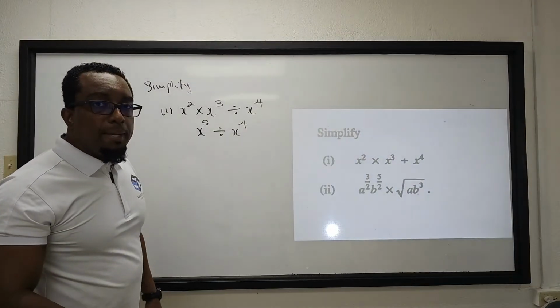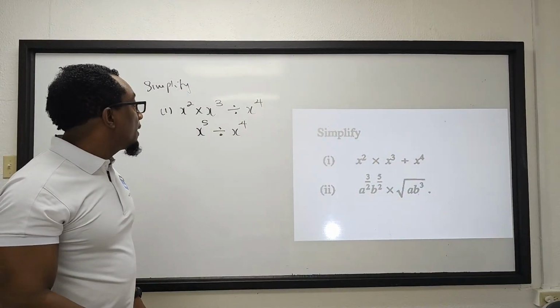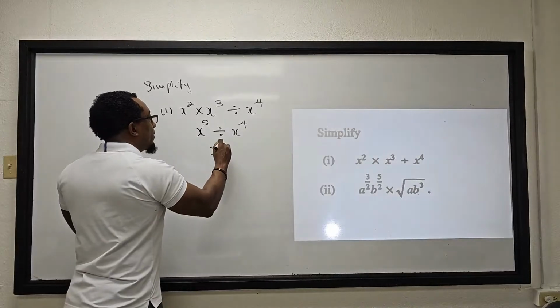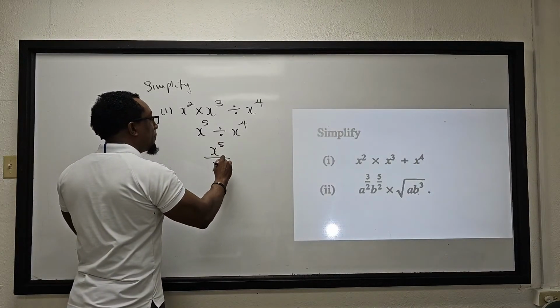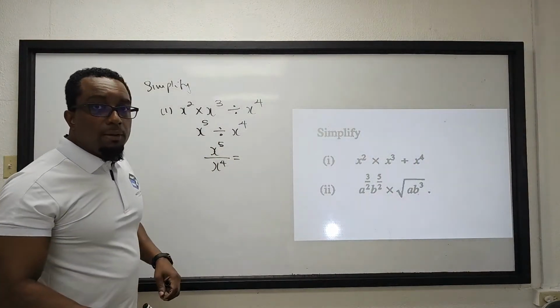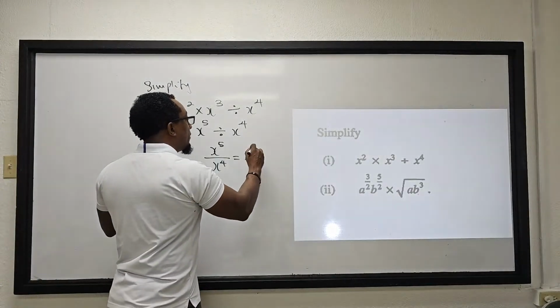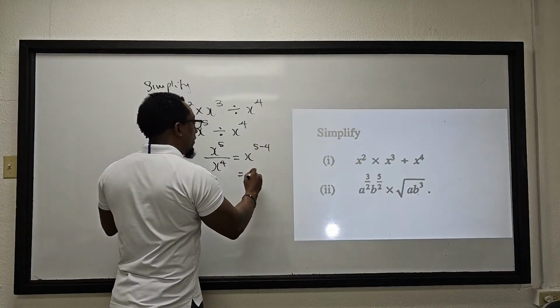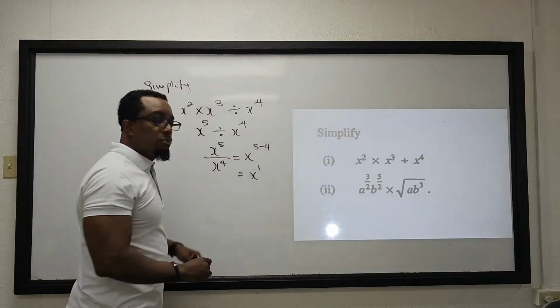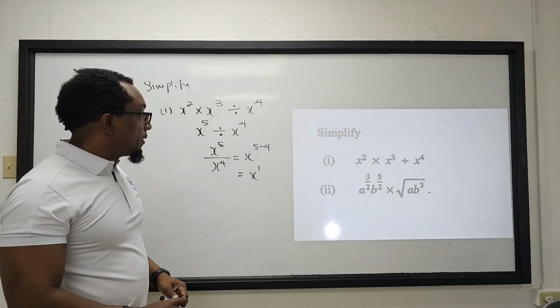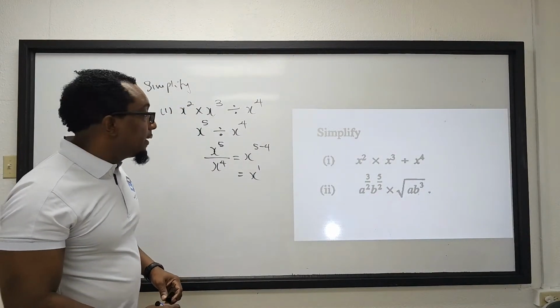Remember when you're multiplying, we add the powers, and this will be x to the power of 5 over x to the power of 4. We can write it like that, which is the same as x to the power of 5 subtract 4, x to the power of 1 or x. Yeah? So very straightforward.